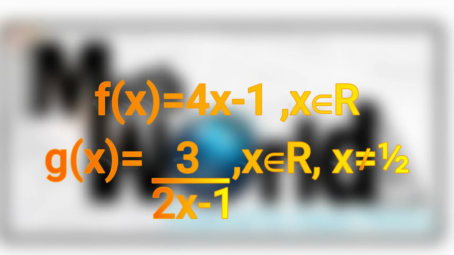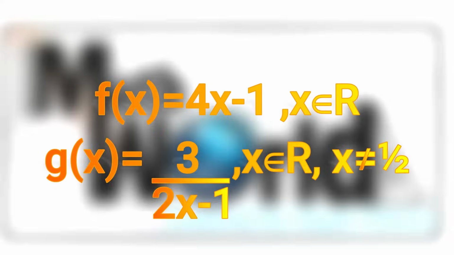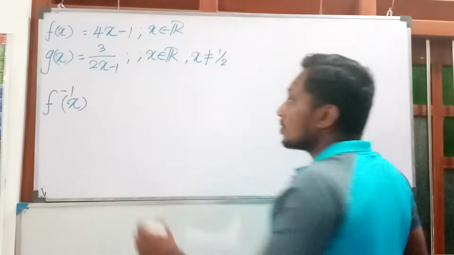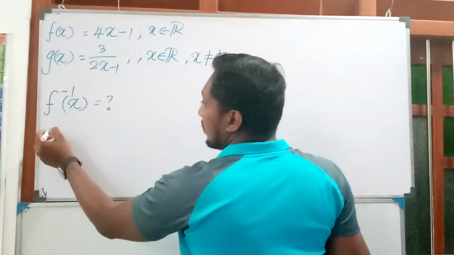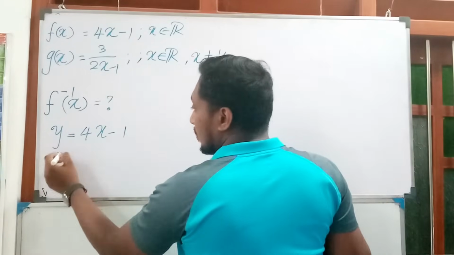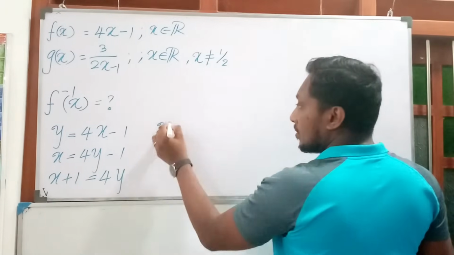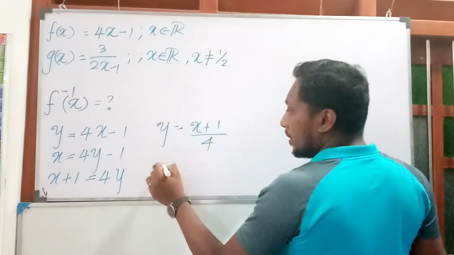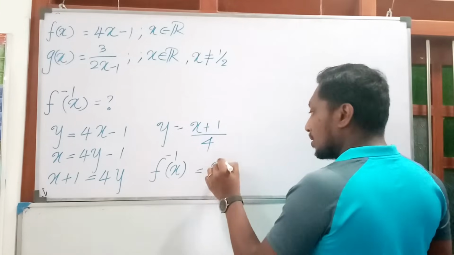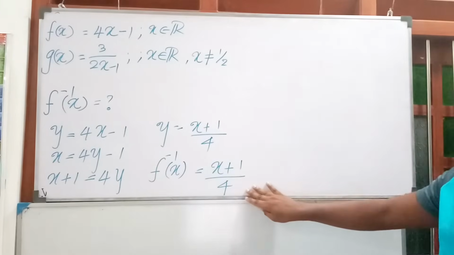So there's another question. f(x) is 4x minus 1, g(x) is 3 over 2x minus 1. Here you can see x is not equal to half, because if x equals half, g(x) does not exist at that point. So first we find f inverse. As usual we write y equals the expression and make y the subject, so that you can easily get f inverse of x equals x plus 1 over 4.